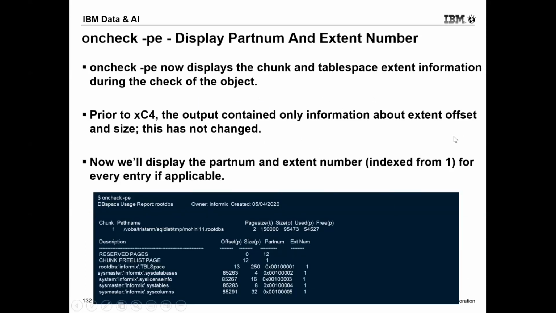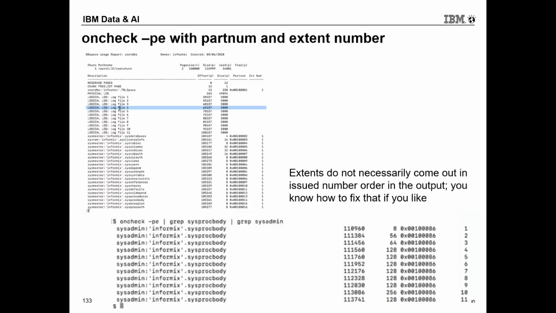oncheck -pe now displays the chunk and tablespace extent information during the check of the object. Prior to xC4, the output contained only information about extent, offset, and size. This has not changed. Now we'll display the partnum and extent number, indexed from 1, of every entry if applicable. oncheck with partnum and extent number, seen here on the screen.